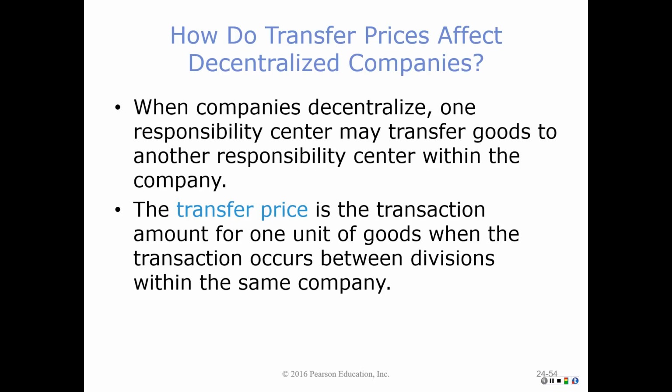And so we have to determine, if we're all part of one large organization, how do we decide what price to use when we're transferring parts between different divisions in the organization? And this is the transfer price. As we move through this part of the lecture, I just want you to understand what the transfer price is and how we determine what amount we can use.